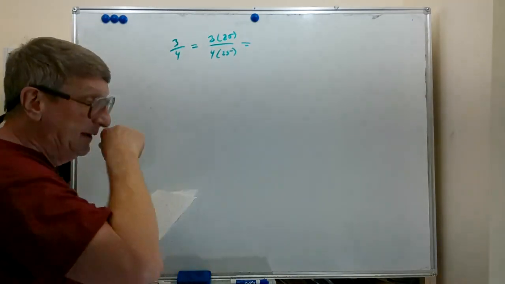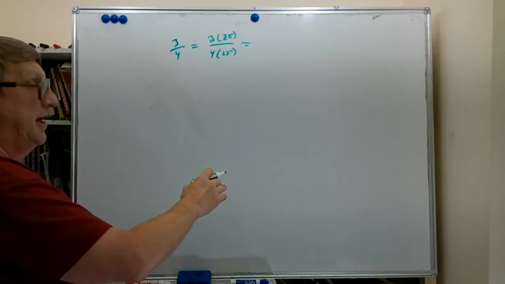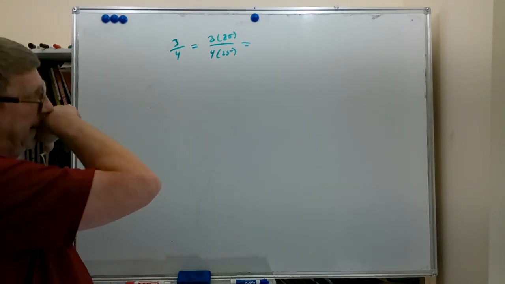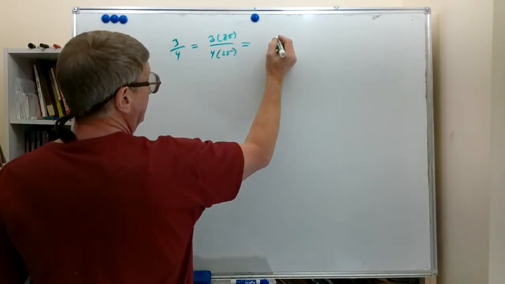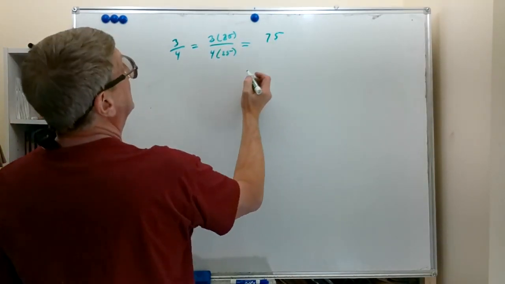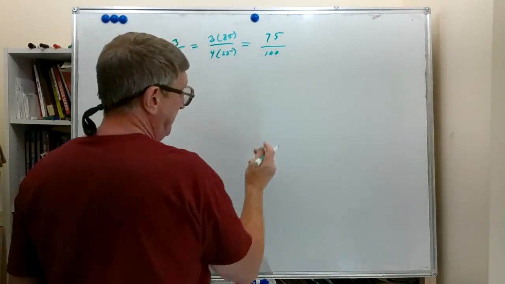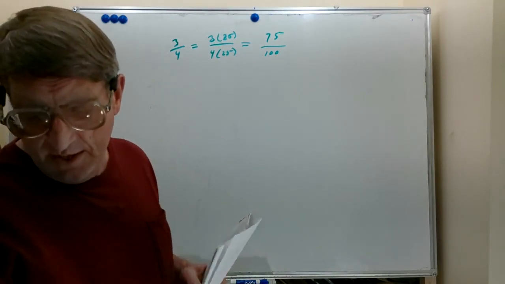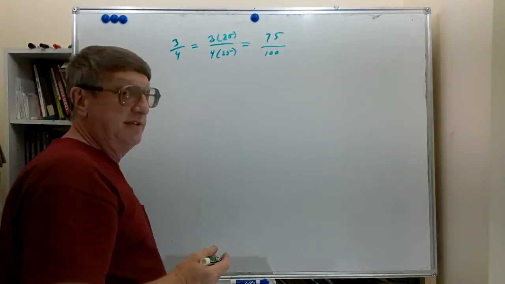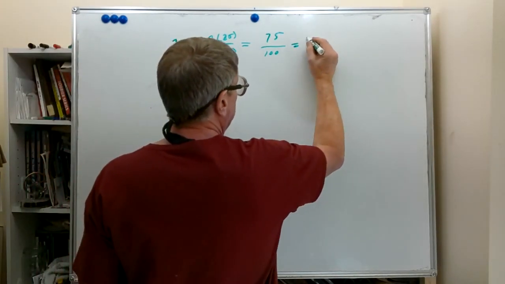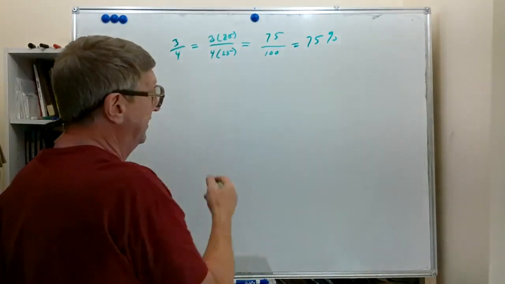3 times 25. And when multiplying fractions, multiply across the numerator, multiply across the denominator, across the top, across the bottom, if you want to remember it that way. 3 times 25, numerator 75. 4 times 25, 100 for denominator. Now that we have a denominator of 100, that is the definition of percent. So this equals 75%. Our 3/4 equals 75%.